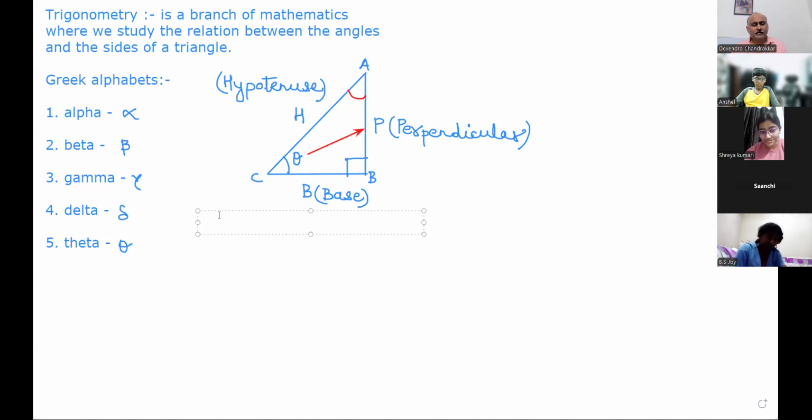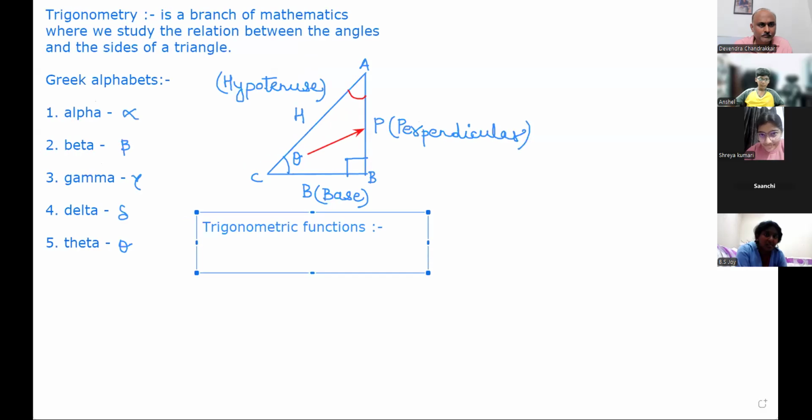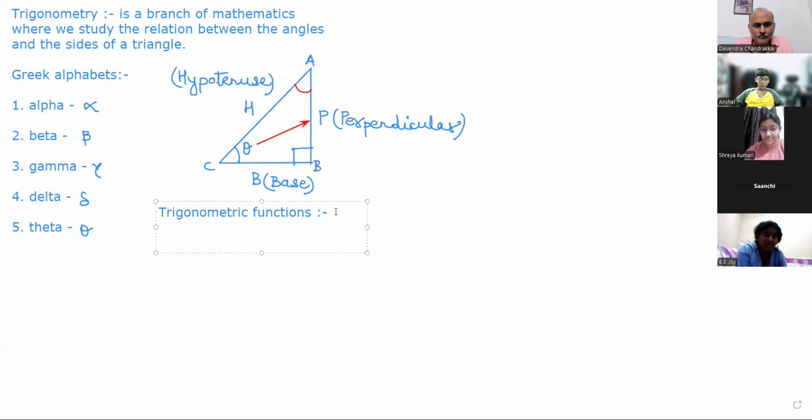Now, there are these six trigonometric functions which we will be learning today. First one is sine, S-I-N-E. So read it as sine, okay? Pronounce it as sine. In short, we write it as S-I-N. So don't pronounce it as sin, or else you will be committing a sin. So pronounce it as sine only, right?